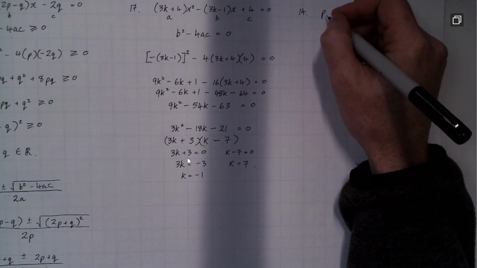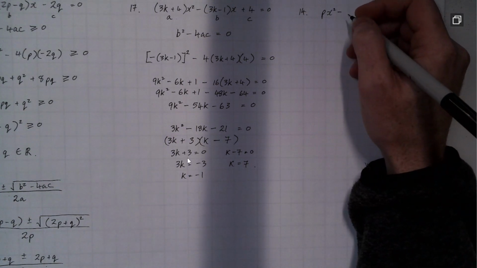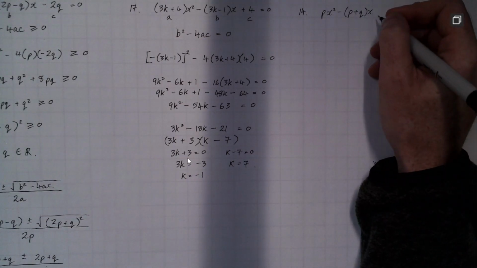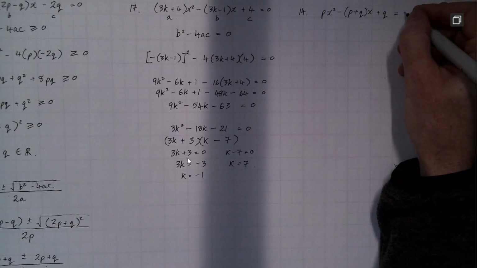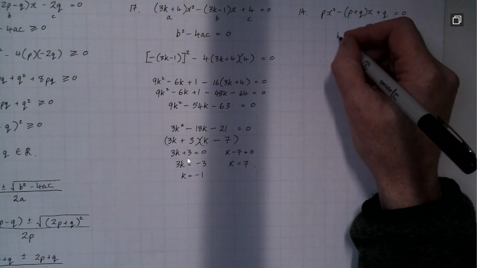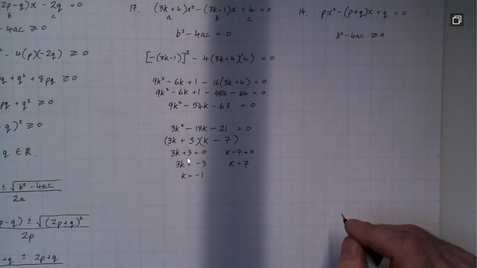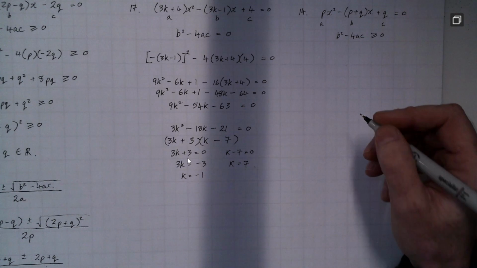p x squared minus (p plus q) x plus q equals 0. The roots are real for all p and q. Prove that the roots of the equation are real. So we use the formula b squared minus 4ac must be greater than or equal to 0 for real roots. Okay, so we identify a, b and c.